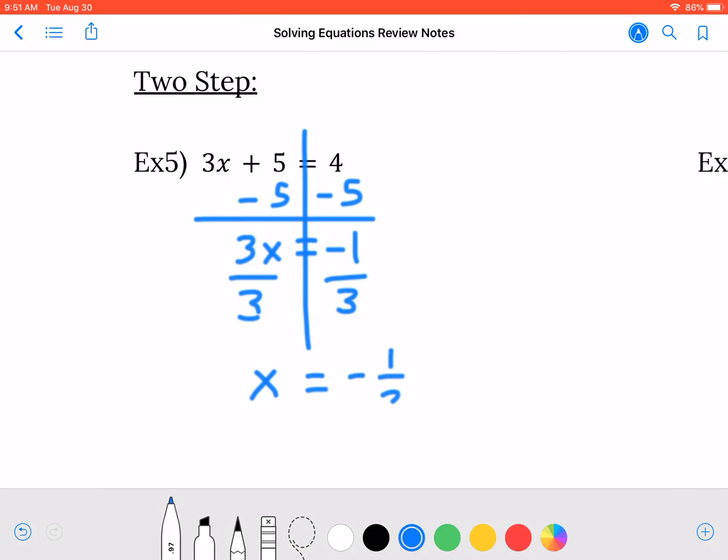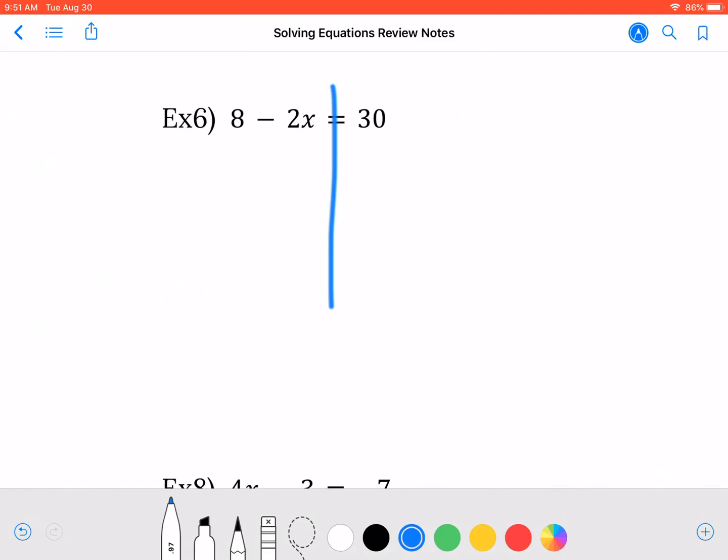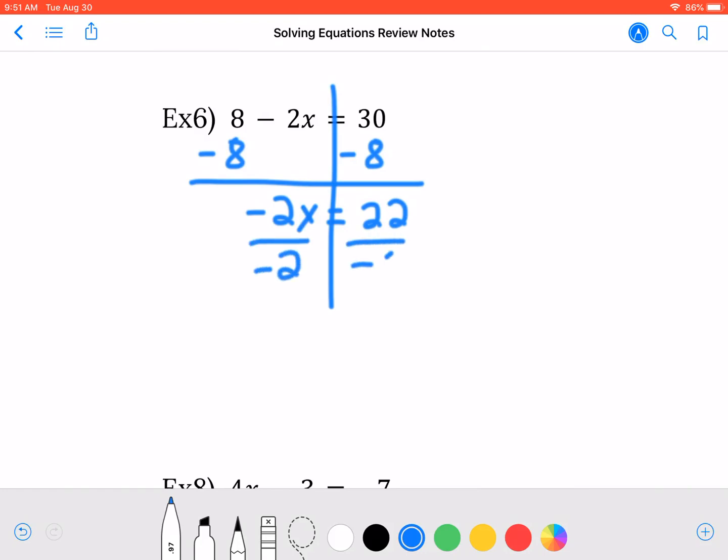Whenever you round a decimal off, then it is no longer an exact answer. It becomes an estimated answer. So when you can leave stuff in fractions, leave them in fractions. Okay, here we have this 8. Remember the sign in front of it? So this is a positive 8. Don't get confused by that negative that's in front of the 2 there. And then I'm going to divide both sides by negative 2. And I get x equals negative 11.